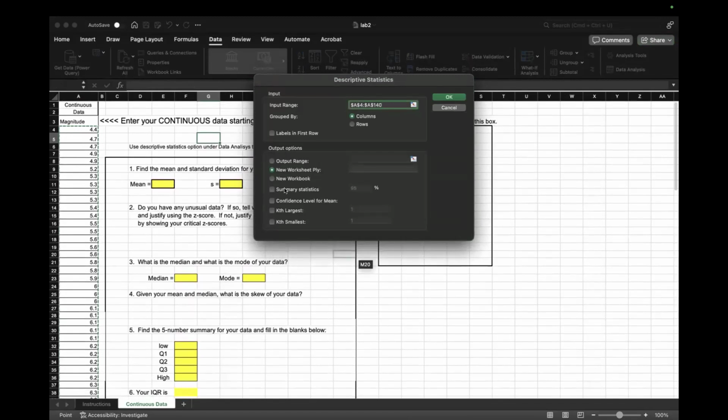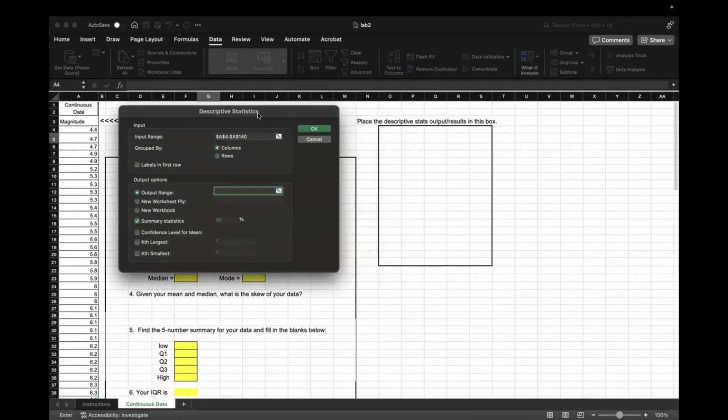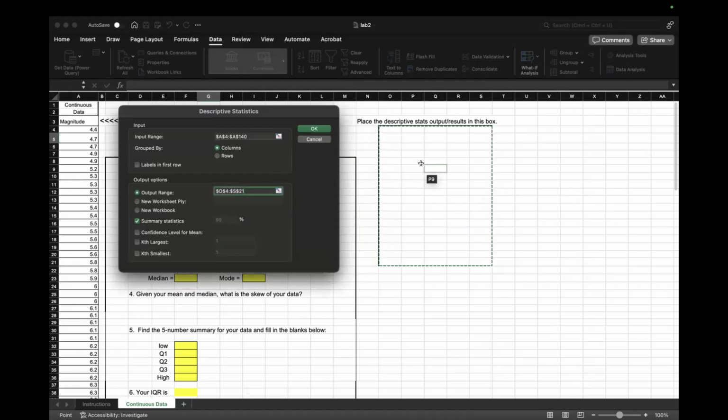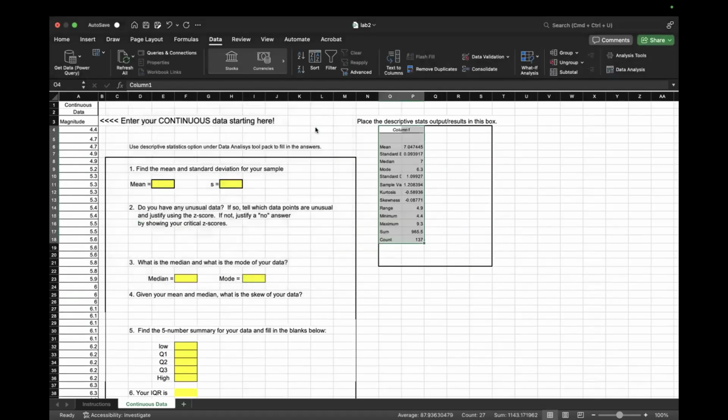Then you're going to click on this checkbox right here for summary statistics, because that's what I want. Then the output range, I want it to end up in this box. So I just highlighted this whole box for output range. So input range is your continuous data. Output range is this box, and click on the summary statistics button. Then click OK. I'm going to make this bigger.